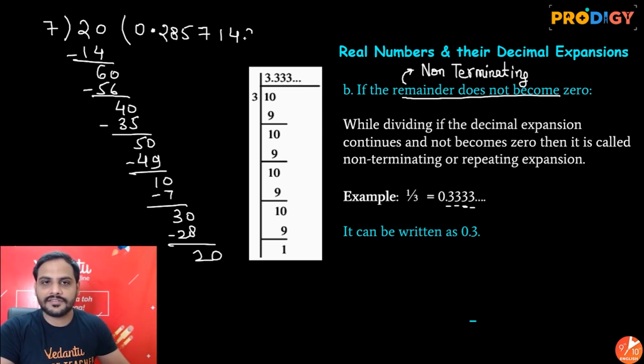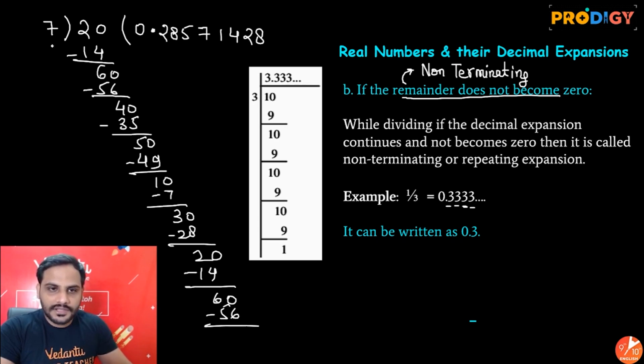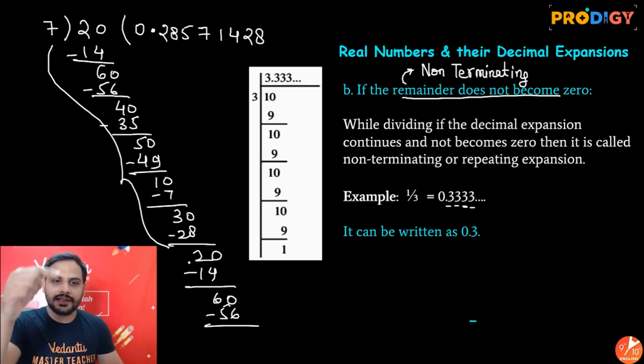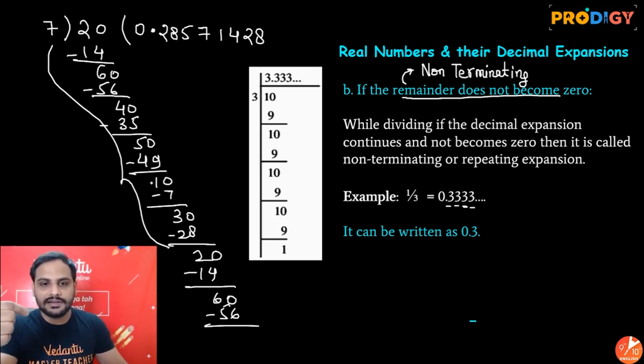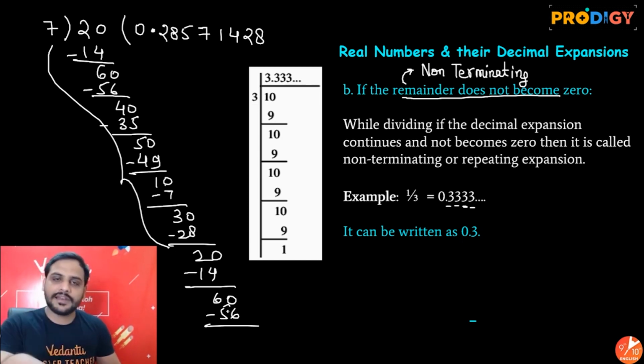Now, can you see the same process will continue? Again 7 2s are 14, remainder 6. Then 7 8s are 56. So this much part will keep on repeating. Again remainder 4, again remainder 5, remainder 1, remainder 3, 7 4s are 28, again remainder 2 I will get. So this process will continue.